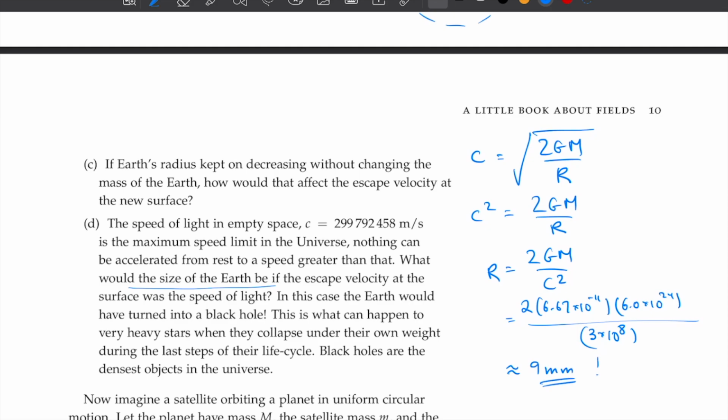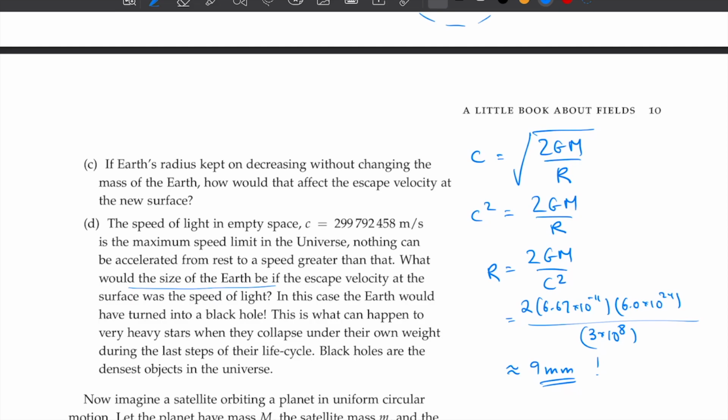Wow. So that's how small Earth has to be in order to have an escape velocity equal to the speed of light. You have to take the entire Earth and compress it into a sphere that has a radius less than 1 centimeter. Then not even light can escape the surface of the Earth. And what you've actually just created is a black hole. So that's how dense black holes are. You've got the mass of the entire Earth within a 1 centimeter radius.